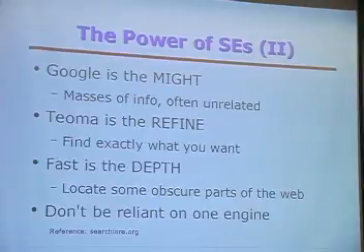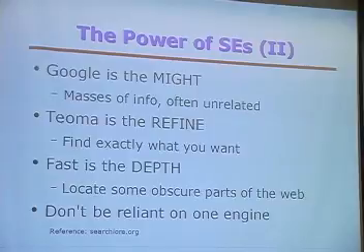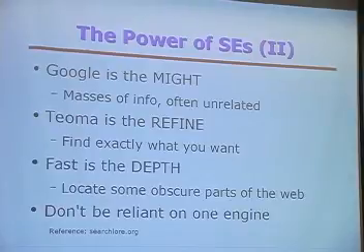So this is how the search engines are known. Google is the might. It's the one that returns just masses and masses of results. They're not always relevant, but it does give you a lot of information. Teoma is the refine. This is the one that allows you to pinpoint specific things and specific information. And then FAST Search is the depth. This will allow you to locate some really obscure and hard to find information.